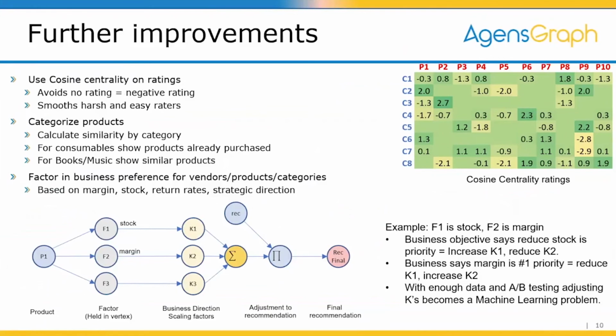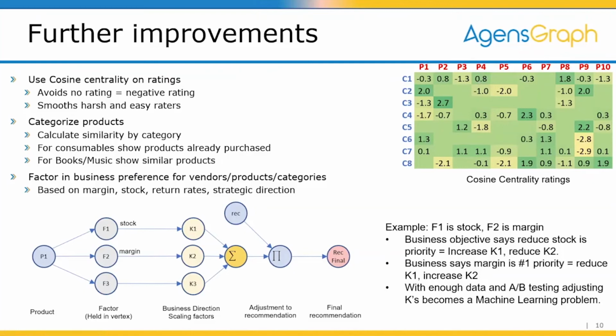So a much better way is to take everything that has been rated by a customer and drag it down by the average rating, so that you now have negative and positive ratings. So this 0.8 means he really likes the product, and this minus 1.3 means, you know what, he probably didn't like the product at all.